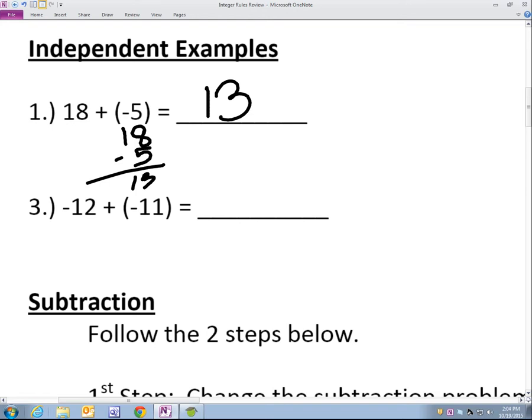Okay? I'm going to add these two together because they're the same sign. And it's going to be negative because I have a negative number, which is becoming more negative. So, of course, the solution is going to be negative, or the sum is going to be negative.